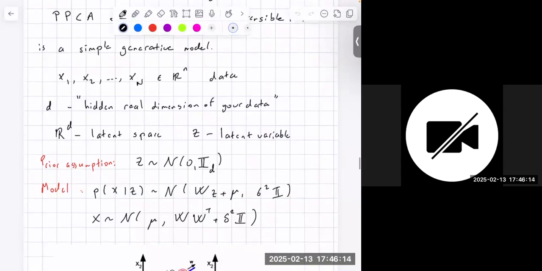Exactly. That W there is exactly the W you get in PCA. Yeah, that's exactly the projection W we got back then. That's why some statistics people call this sensible PCA. For them, I guess this makes more sense.